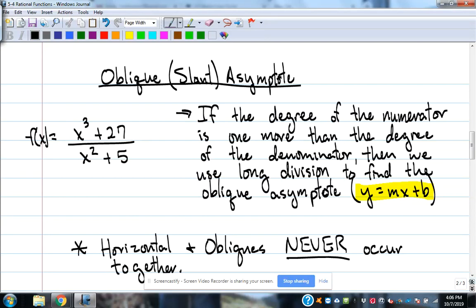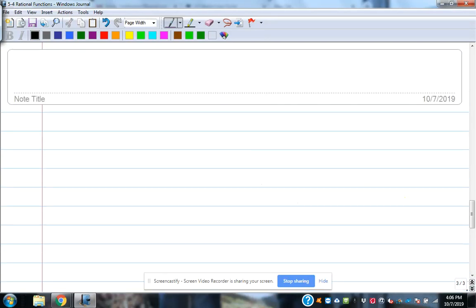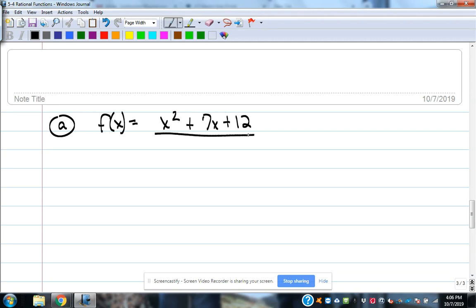So let's start with this one here. Example A, still section 5.4. F of x is equal to x squared plus 7x plus 12, over 4x squared minus 1. Okay? So before we do anything else, the very first thing we should always do for these is find the domain.